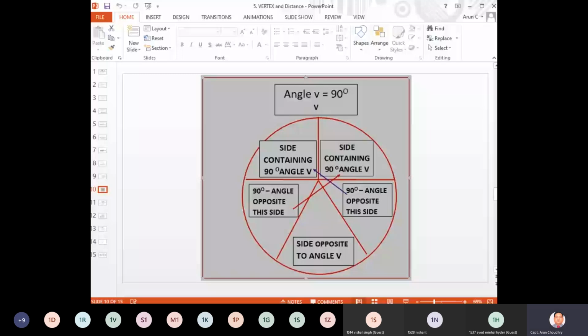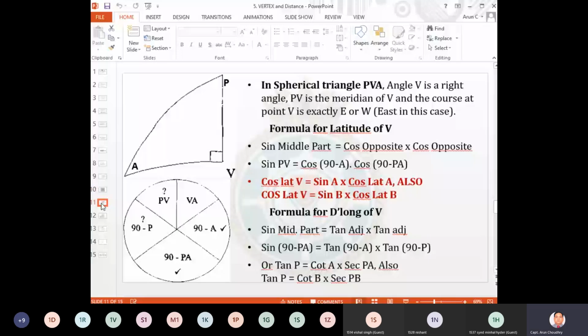You see, now you're able to see the slide where I have this Napier circle diagram.